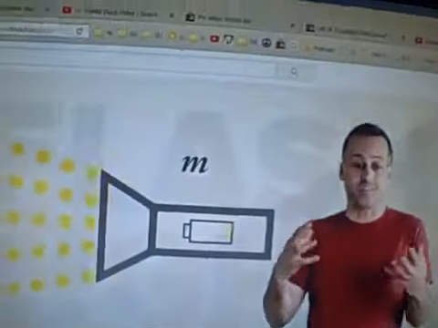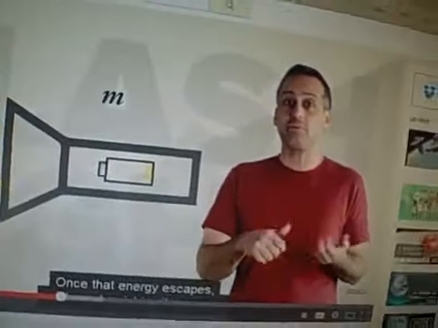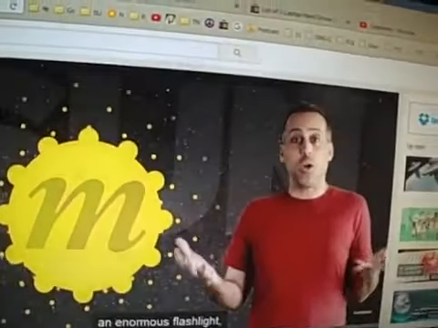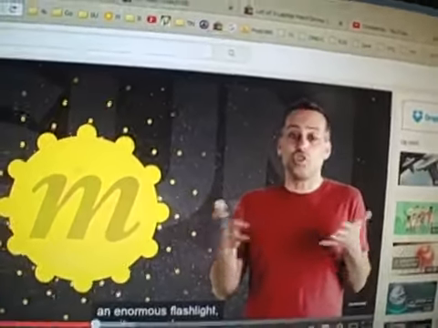As part of the flashlight's total mass. Once that energy escapes, you're not weighing it anymore. And yes, since the sun is basically an enormous flashlight, its mass drops just by virtue of the fact that it shines.